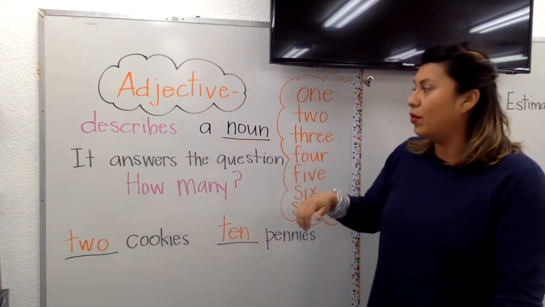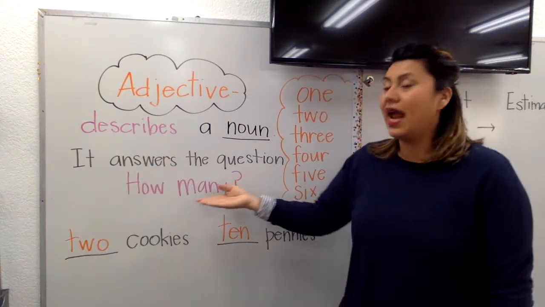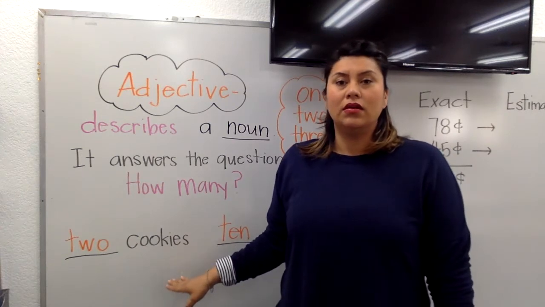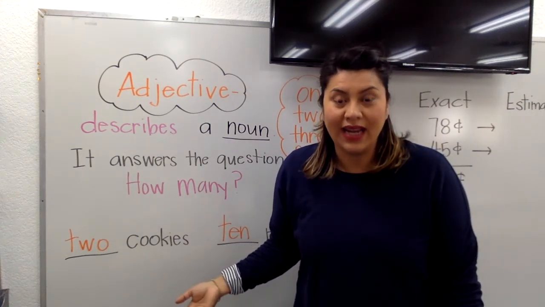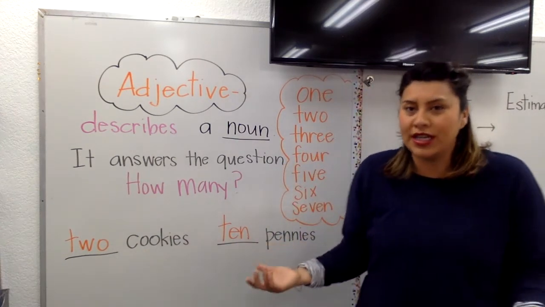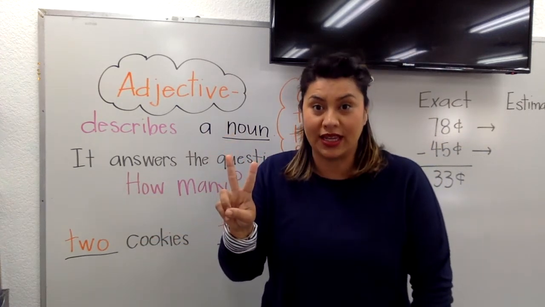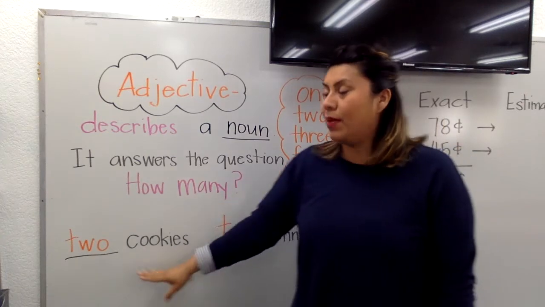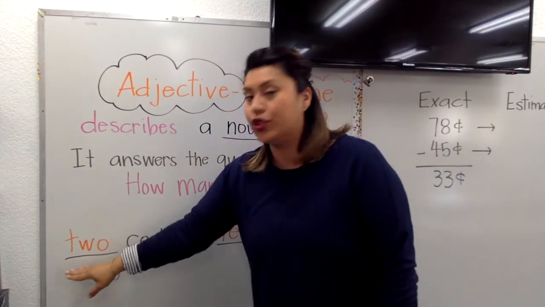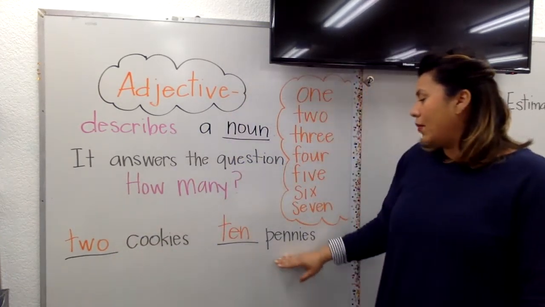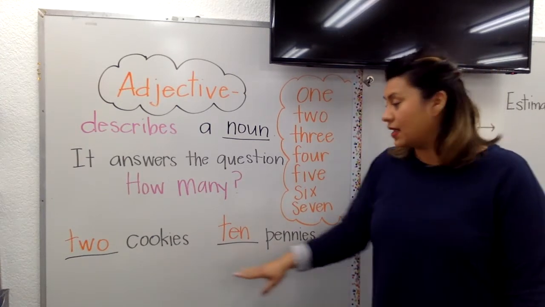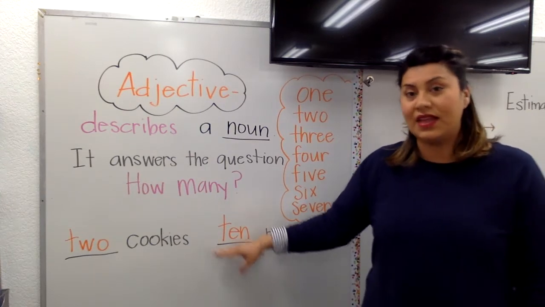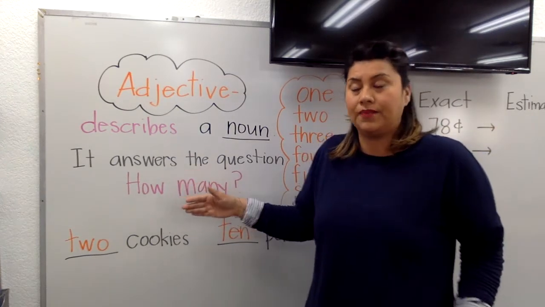Today we're talking about adjectives again. They describe a noun, but today we're going to answer the question, how many? If we're talking about cookies, remember on Goodie Day, right? They were selling cookies. How many cookies did you get on that day? 2 cookies, right? So we're describing how many. We're answering the question of how many. How many of this noun? 2 cookies. How many of this noun? Pennies? 10. There's 10 pennies. 10 is the adjective that answers the question of how many.